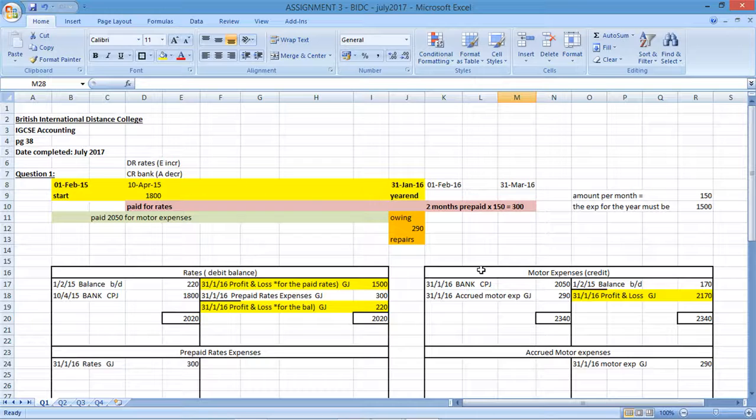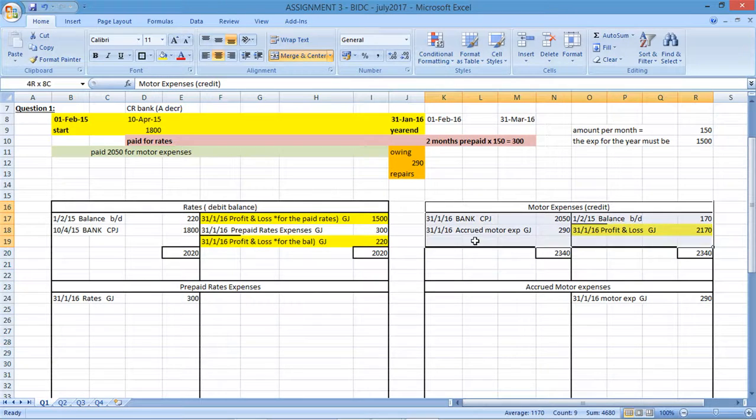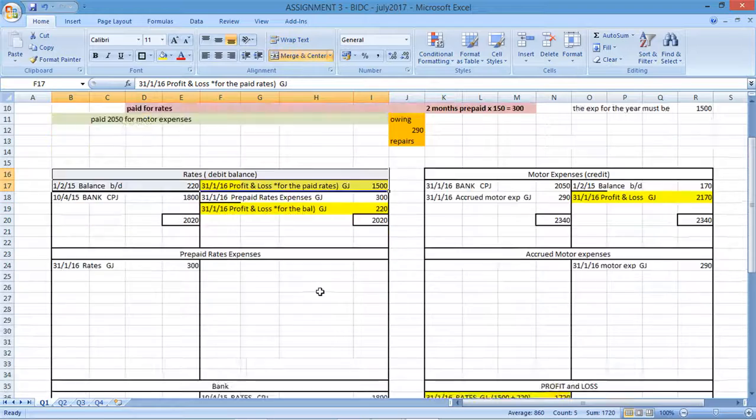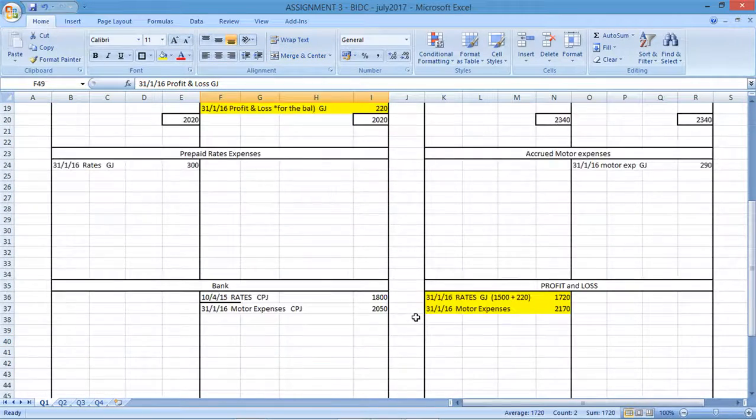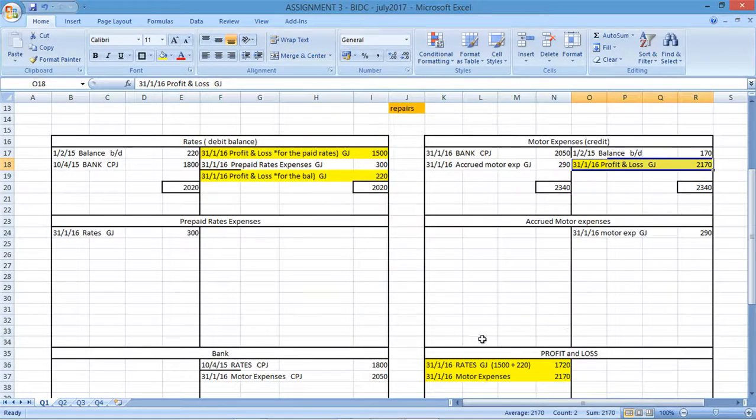Great, so that pretty much covers that question. Let's go back and check that we have covered everything. 1A said, write up the ledger accounts for rates and motor expenses for the year ended 31st January 2016. Have I done that? Yes, there's rates, there's motor expenses. Yes, that's correct. Then, show the amounts transferred to the income statement. Did we show the amounts transferred to the income statement? Yes, I showed it here, and I showed it there. That goes to the income statement.